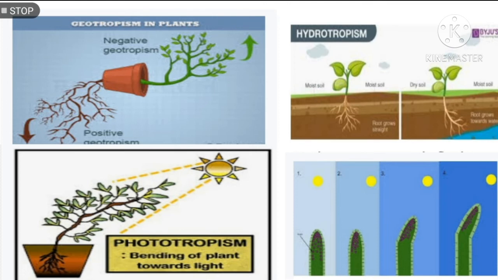Here in this picture, you can see geotropism. Root shows positive geotropism, but shoot shows negative geotropism. Hydrotropism. Here in this picture, you can see the root of the plant grows straight if there are no water bodies. But if there is any water body present, then the root grows towards that direction.